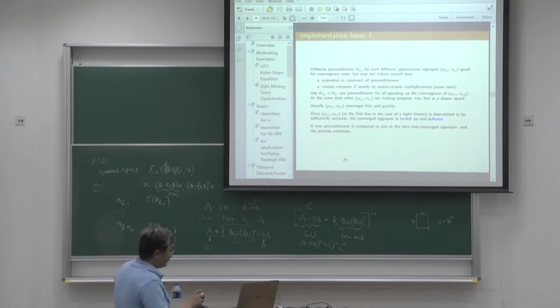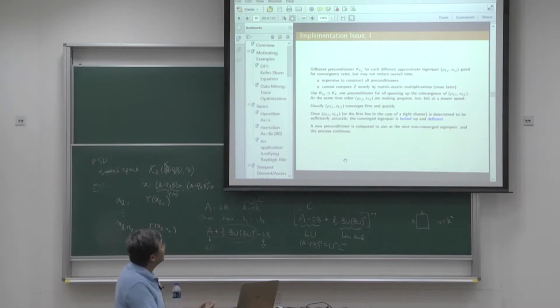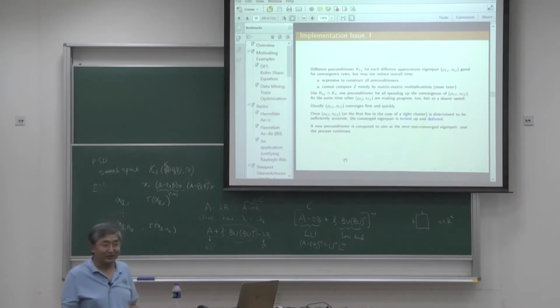Well, there are a lot of implementation issues that I already mentioned. Are you going to use the same preconditioner or different preconditioners for different steps, or a different preconditioner for each individual eigenvalue you're going to compute? In the code on the web that I put up, I use one preconditioner for every iteration, for every eigenvalue, just to show the point.